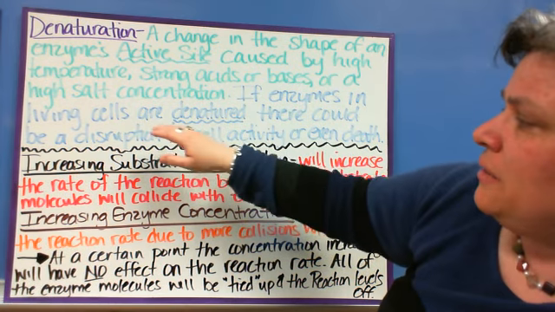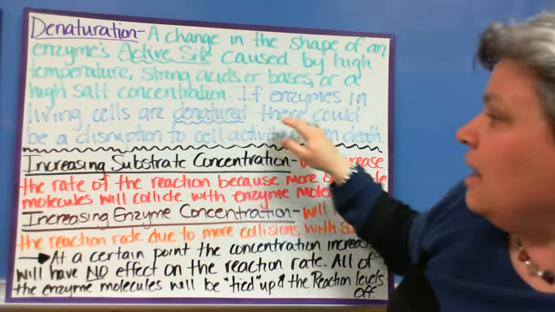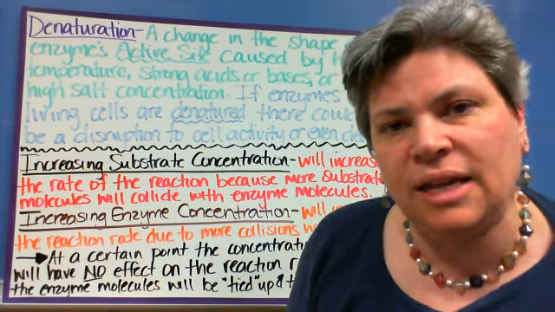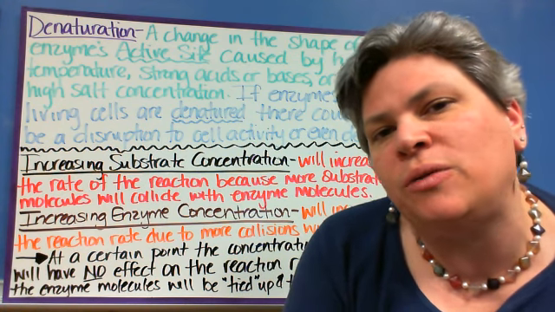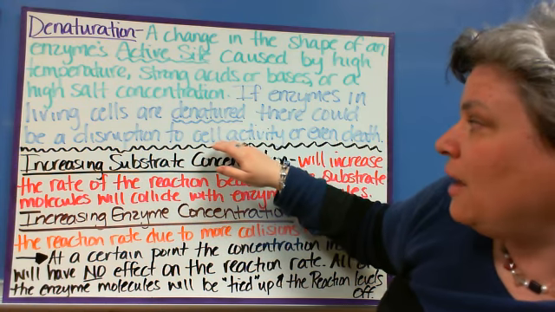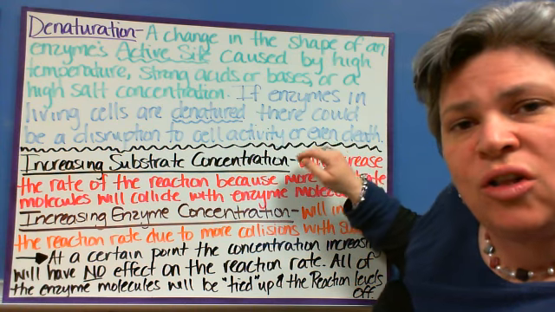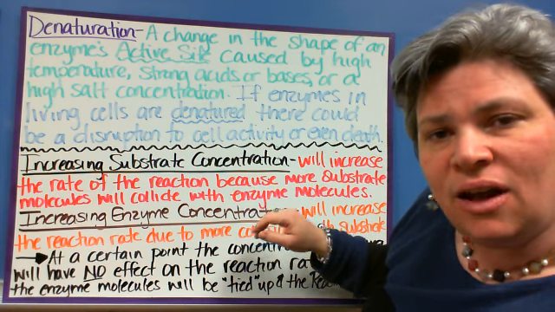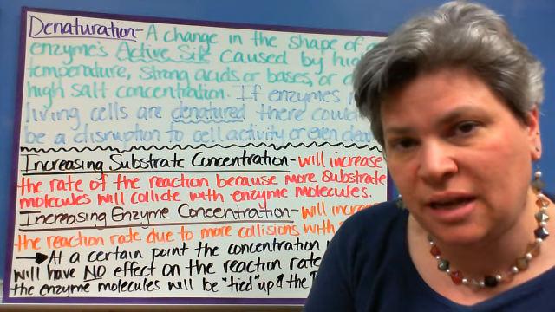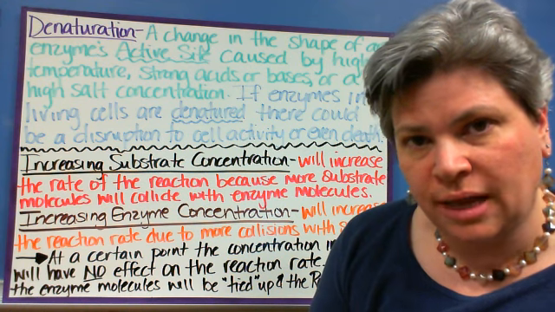If enzymes in living cells are denatured, there could be a disruption to cell activity or even cell death. You would be putting homeostasis in jeopardy. So I could have a disruption to cell activity, or if it was bad enough, that cell could even die. Obviously, we don't want our enzymes to get messed up because of temperature or pH changes, because of what that could do to the cell.